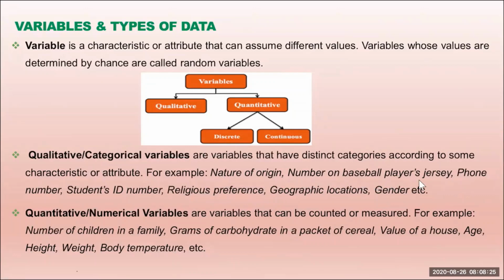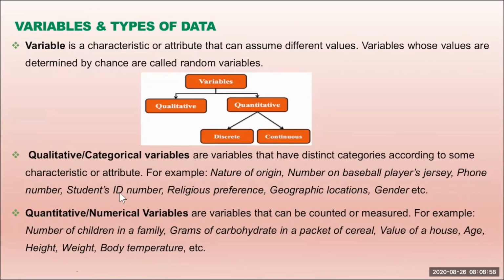Another example is the number on a baseball player's jersey. The numbers on the player's jersey just characterize the position of the player. Those numbers on the back of the jersey, we don't add, subtract, multiply, or divide. So that is purely categorical. Similarly, phone number. We don't use phone numbers for any kind of addition, subtraction, multiplication, or division. Phone numbers are just a category of numbers. They are not pure numbers to add, subtract, multiply, or divide.